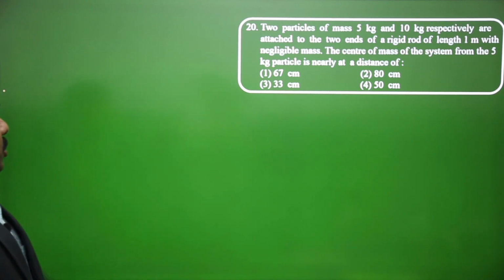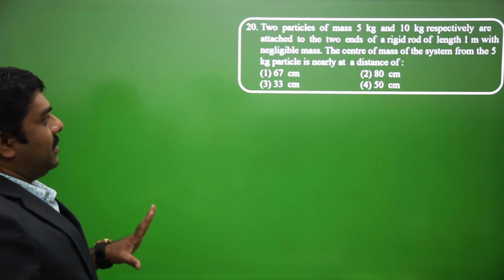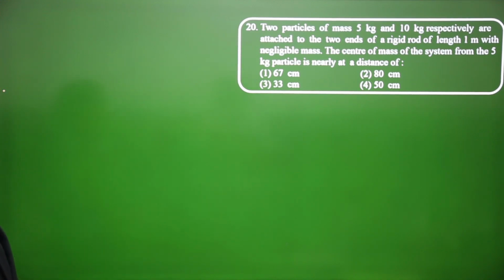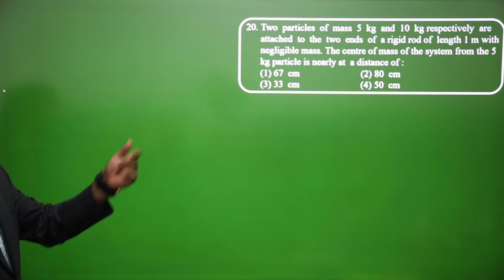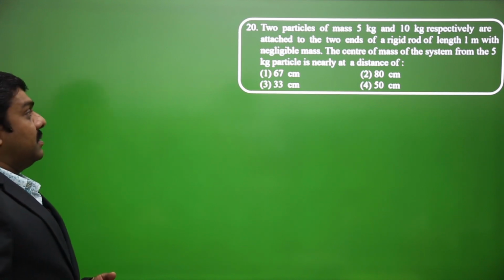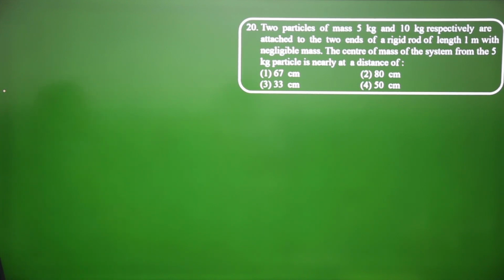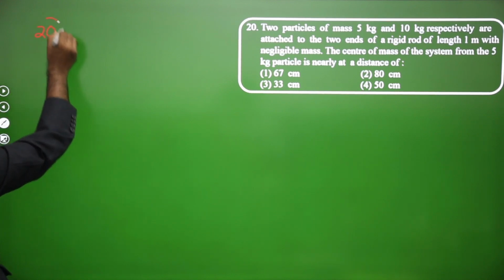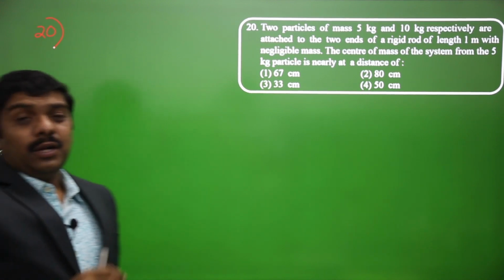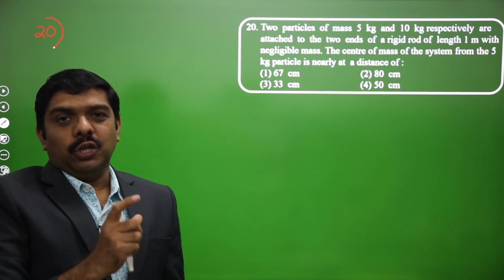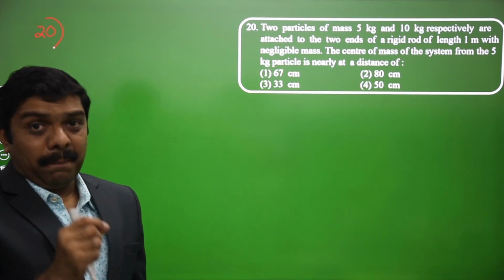Now we are doing the next question, and this is the last question of today's discussion. Two particles of mass 5 kilogram and 10 kilogram respectively are attached to the two ends of a rigid rod of length 1 meter with negligible mass. We have to find the center of mass of the system from the 5 kilogram particle. This question is from the chapter rotational motion and system of particles.